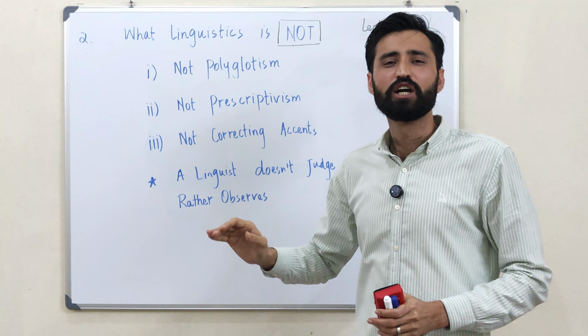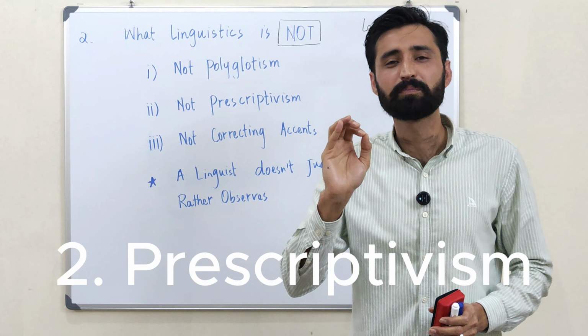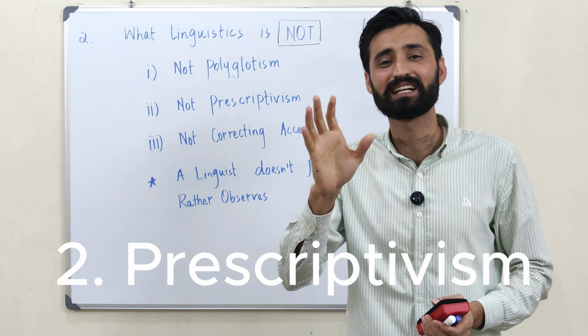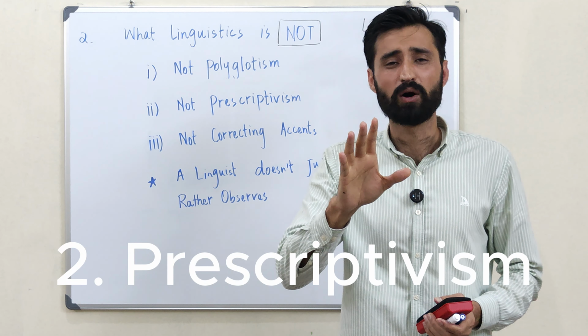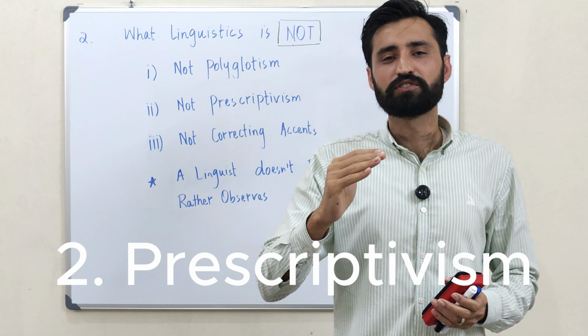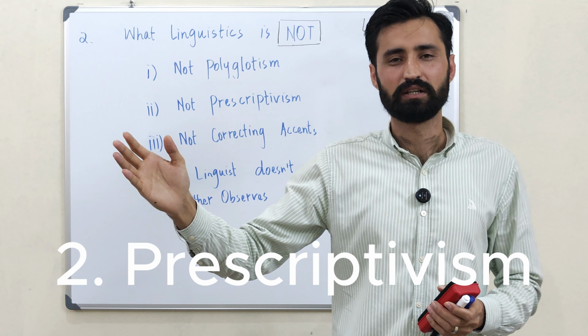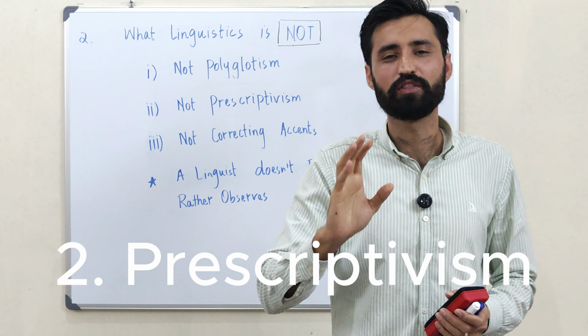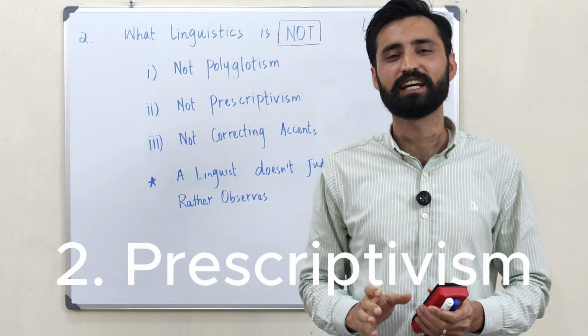The next one is not prescriptivism. Prescriptivism is a term that is used for the rules and regulations that are written on the page. Now, let me give you a very simple example. For example, there's a person who visits a doctor and he's having some problem. So the doctor writes something on the page and that is considered a prescription.